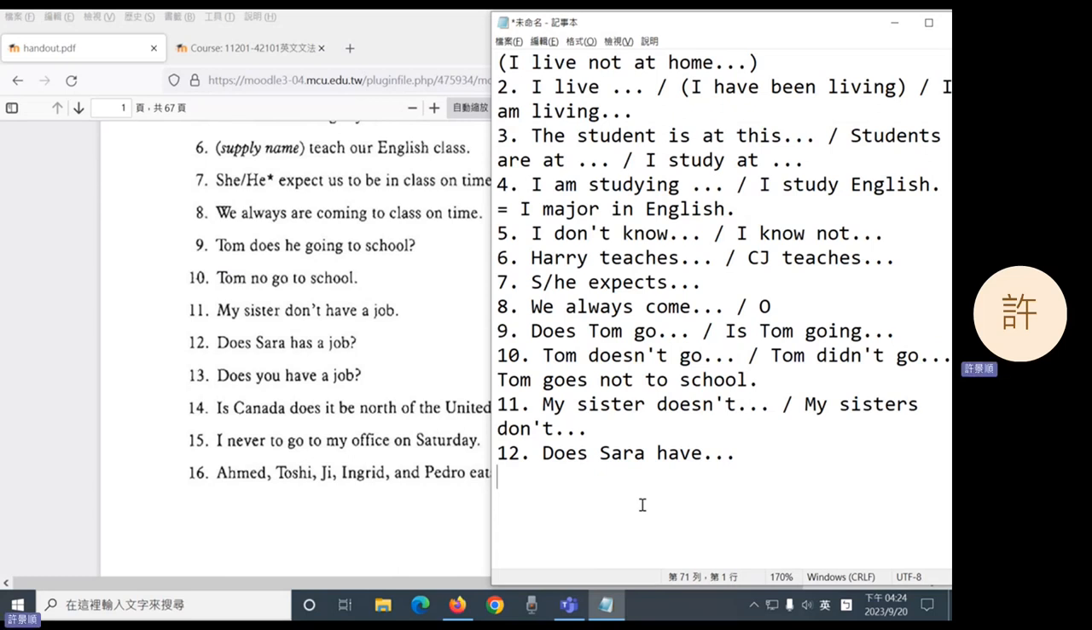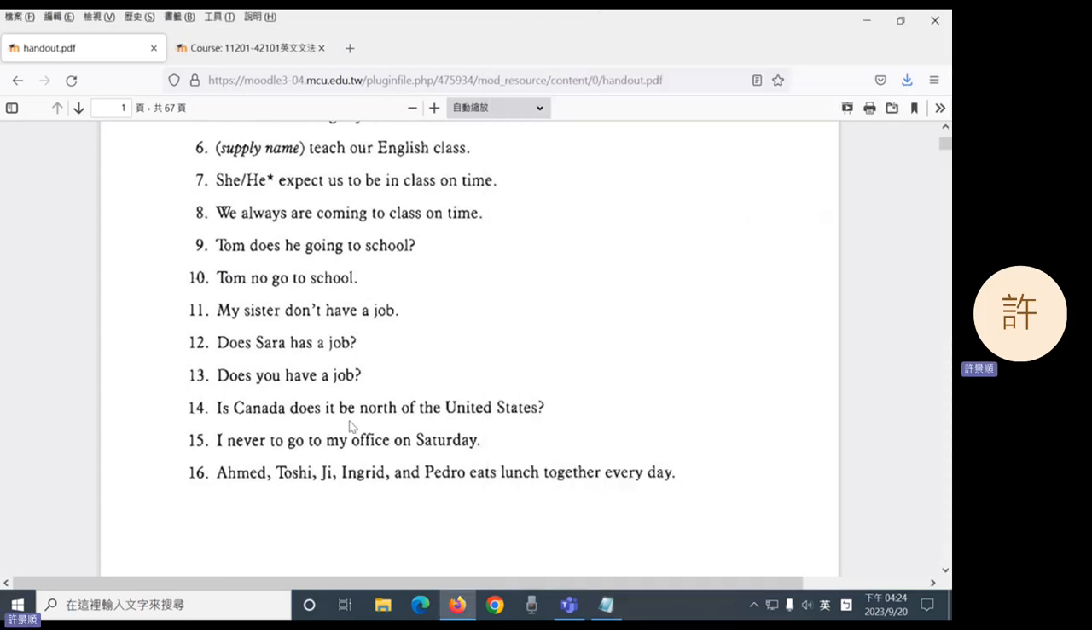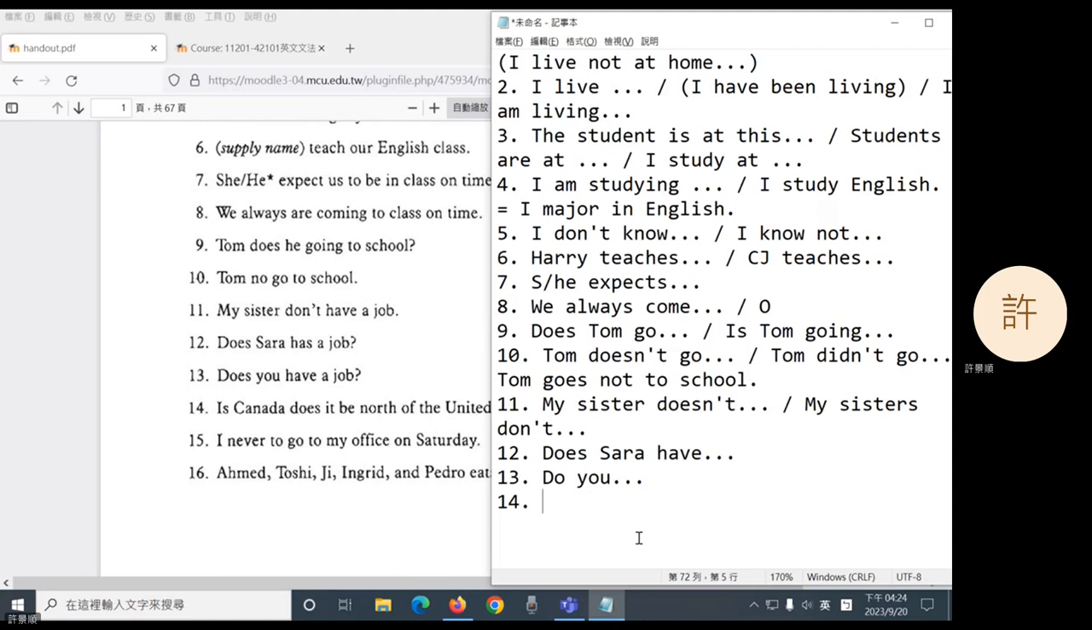Okay. Number 13, does you have a job? This should be do you, because you is second person, not first person. So you don't add S, 不用加 S. 14, what is this? Is Canada, does it be north of the United States? So what should this be? Is Canada north of the United States?